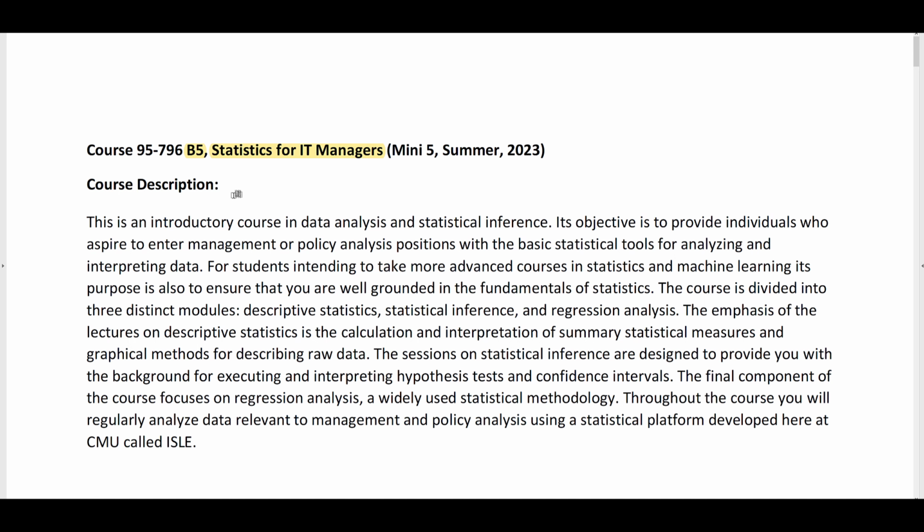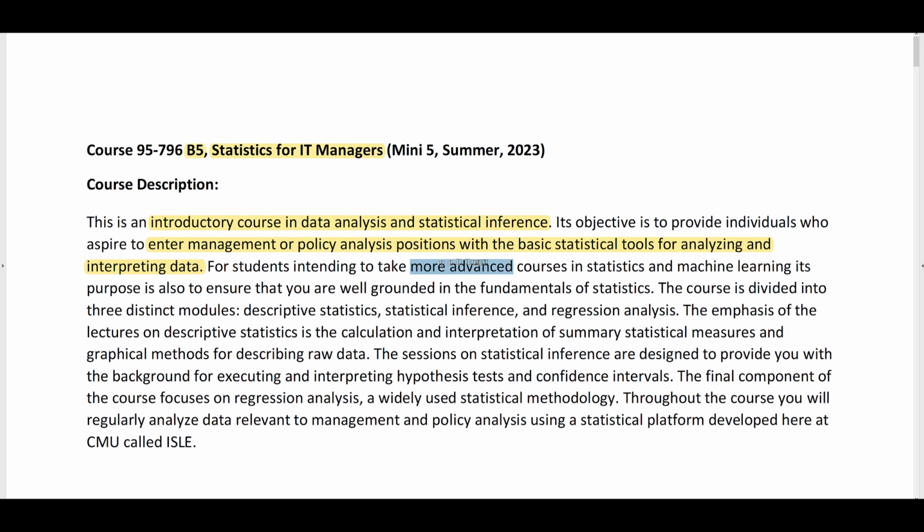Let's start out by describing what the course is. This is an introductory course in data analysis and statistical inference. And if you're not sure what statistical inference is, you will learn that as part of what we're going to discuss. The idea here is to enable anyone who is entering a management or policy analysis kind of position to have the statistical knowledge and tools for analyzing and interpreting and making decisions about data.